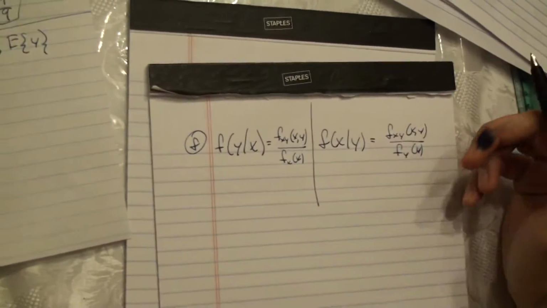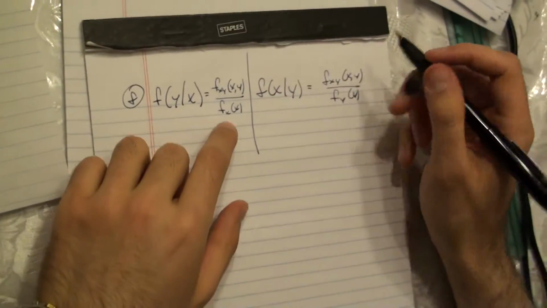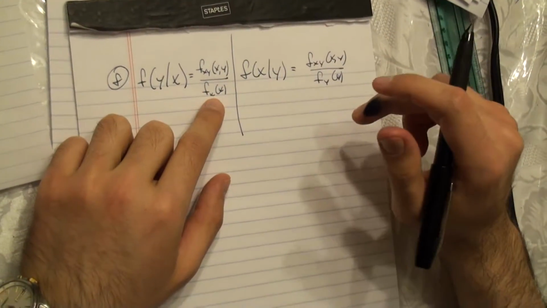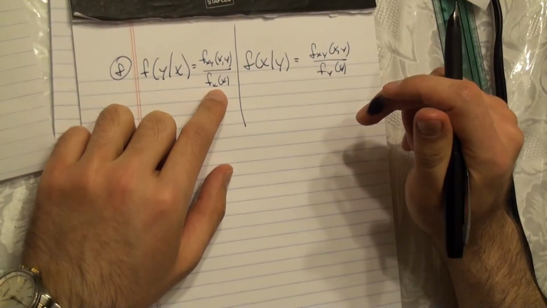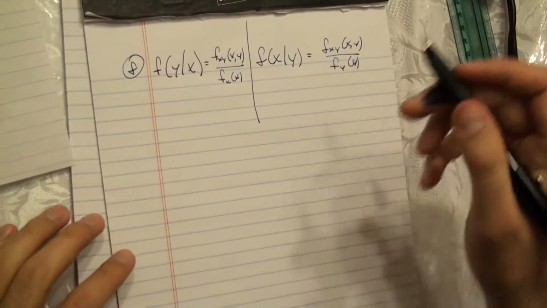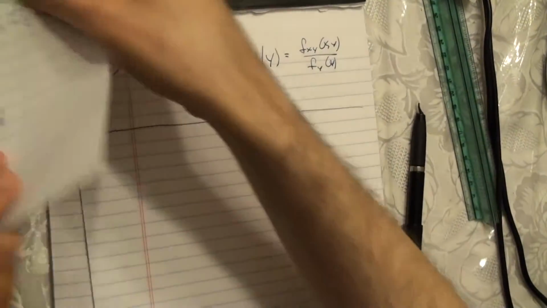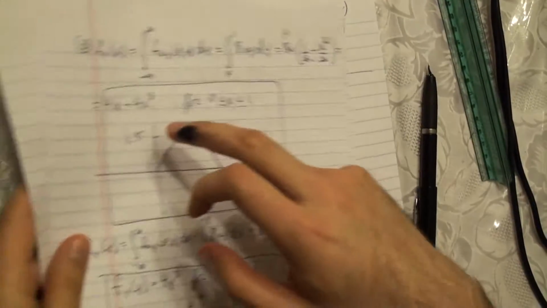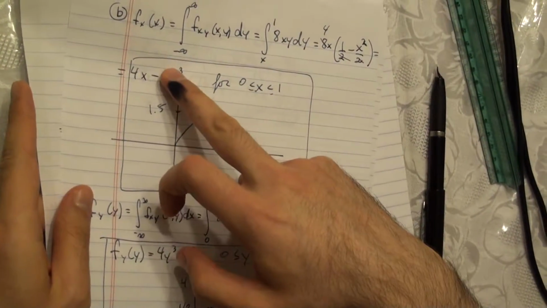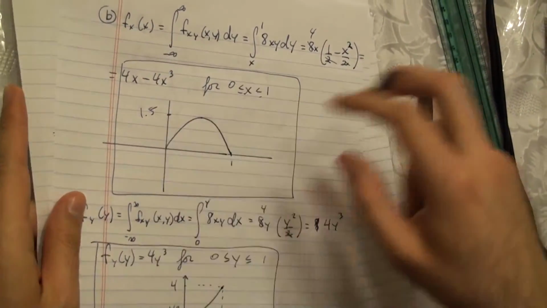So, we found the marginal density functions earlier in part B, so let's refer back to part B. Here are our marginal density functions, f of x and f of y.